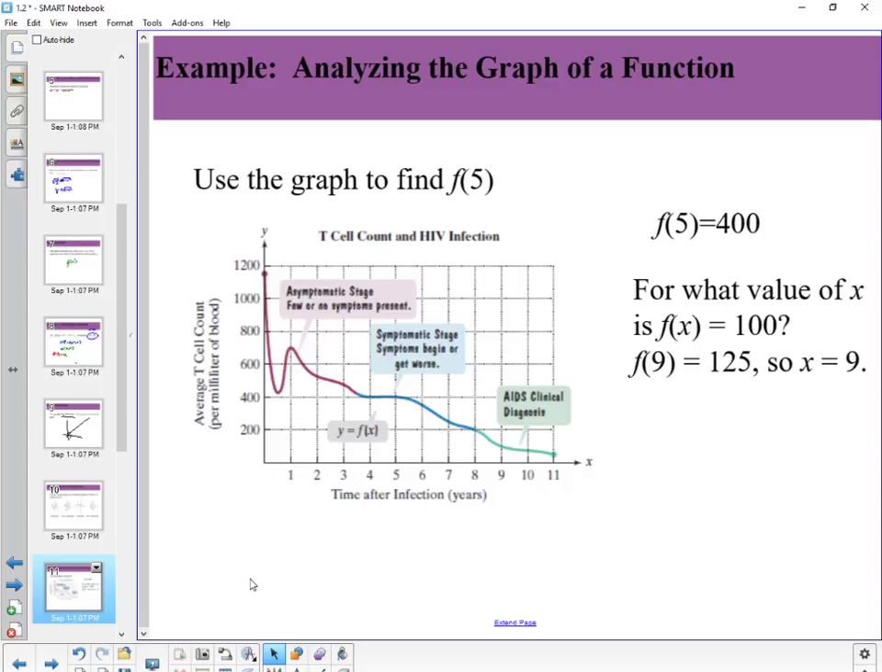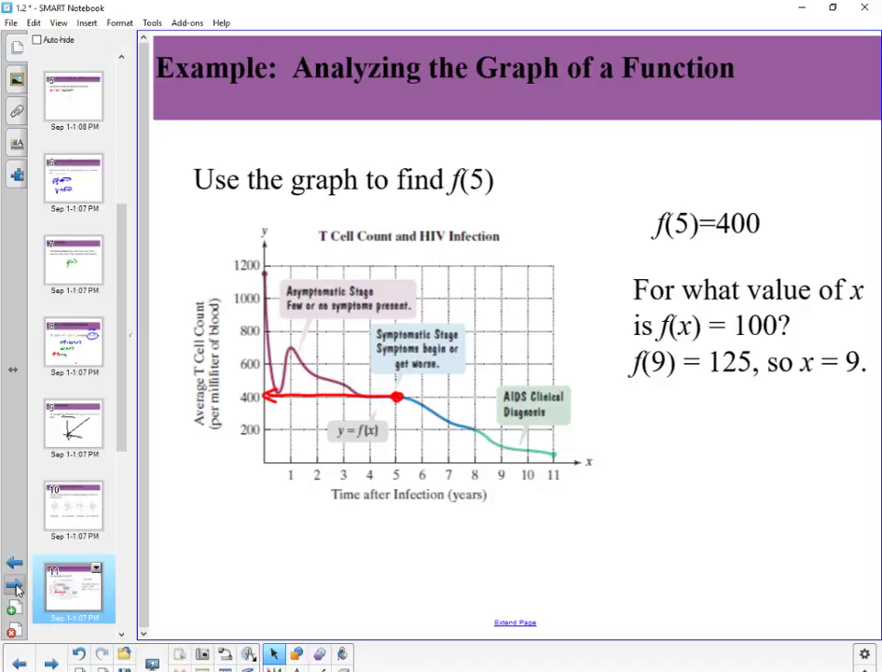Analyzing functions. In this case, they have us finding f of 5. I've got a picture. Well, I can see the function. I see that there's 5. I'm going to go up to here. What's the y value? 400. Guess what? I'm done. I've evaluated the function at 5. Questions on how I did that? Makes sense. This is so difficult.